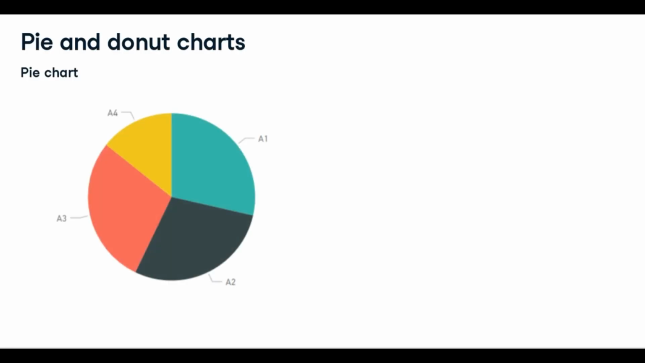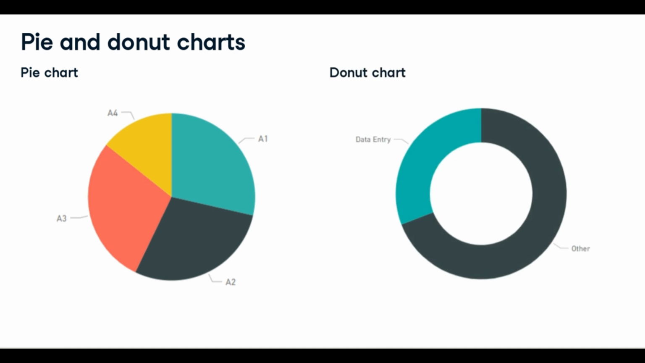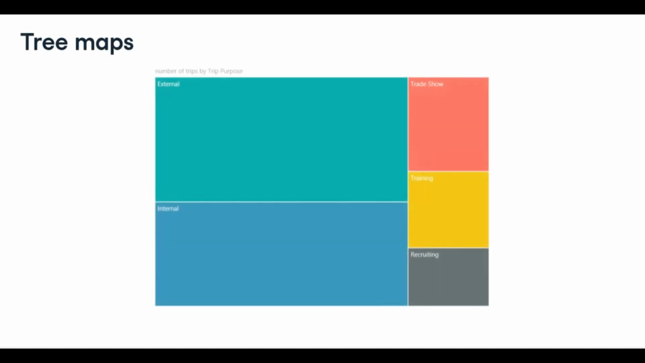Pie charts show the relationship of parts to a whole. Donut charts are similar to pie charts. They show the relationship of parts to a whole. Tree maps are yet another way of showing the relationship of parts to a whole. They are charts of colored rectangles with size representing the proportional values.